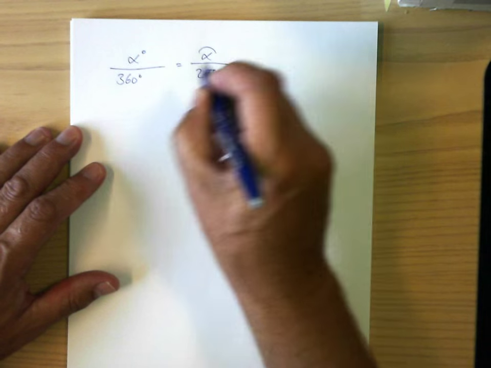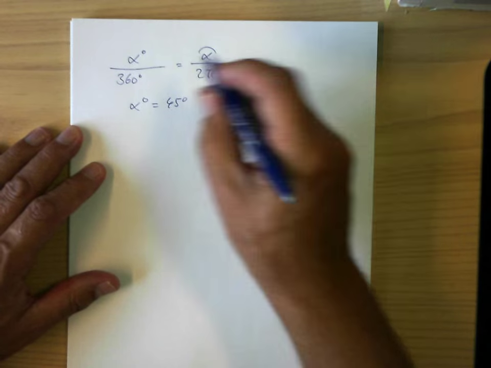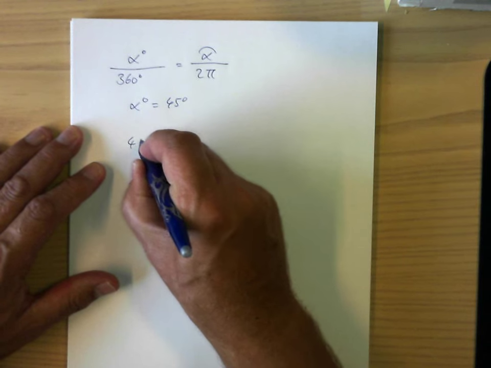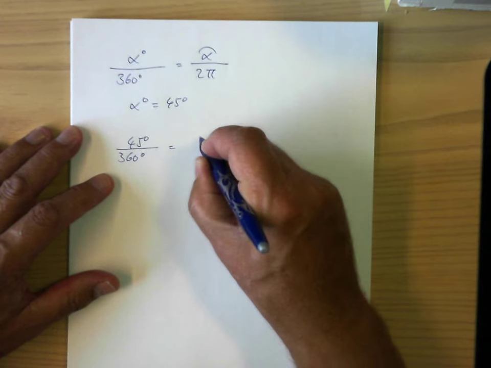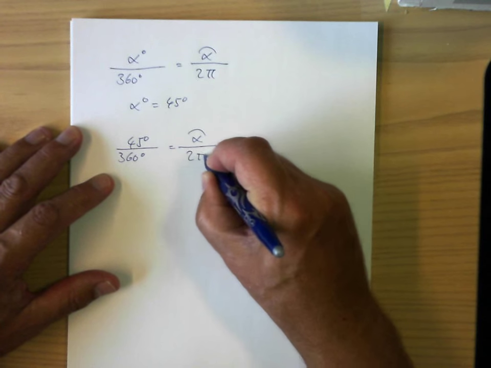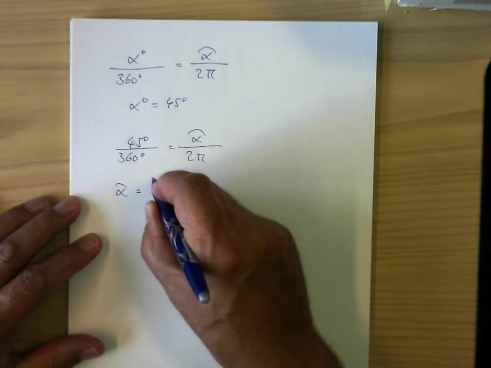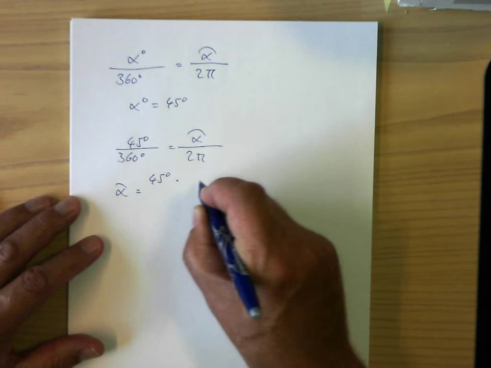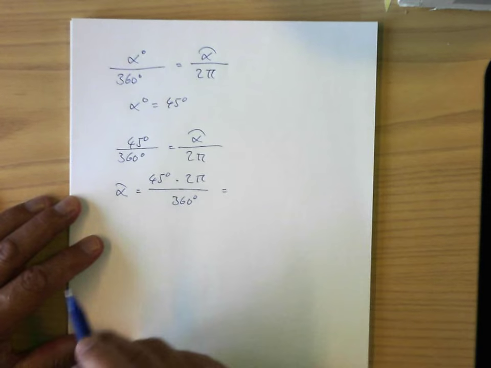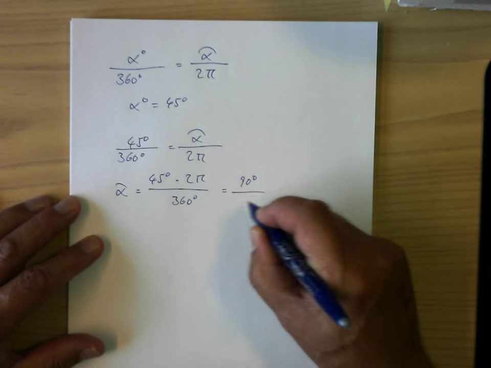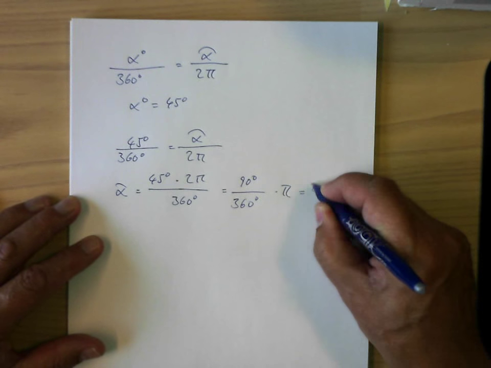So let's start. Alpha in degrees should be 45 degrees. Then I can write it down here. I can say 45 degrees in relation to 360 degrees is the same as alpha as a radian in relation to 2 pi. So that means alpha as a radian is 45 degrees times 2 pi divided by 360 degrees. So 2 times 45 is 90. 90 degrees divided by 360 degrees times pi is pi divided by 4.